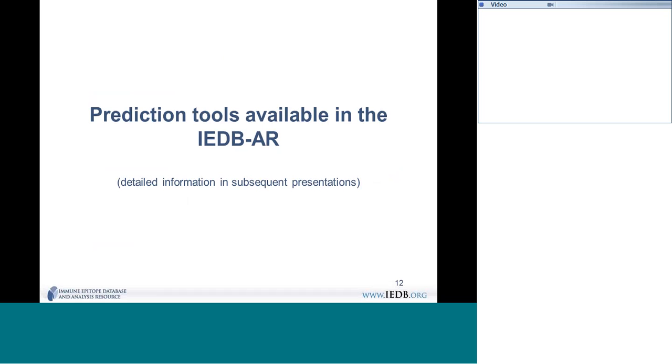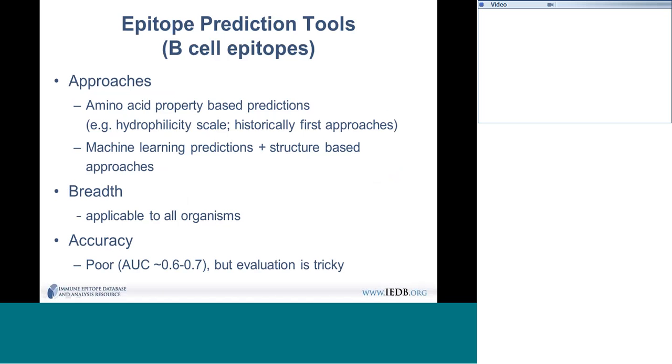So there's going to be much more detailed information in the other parts, but essentially these approaches are used for B-cell epitopes. B-cell epitope predictions are tricky. The historic ones have been using amino acid-based scales, such as hydrophilicity scales. There are also machine learning predictions out there that have been getting better and better. These apply to all organisms. There's not thought to be a difference between antibody epitopes between, say, humans and mice. But overall, the prediction performance is rather poor.